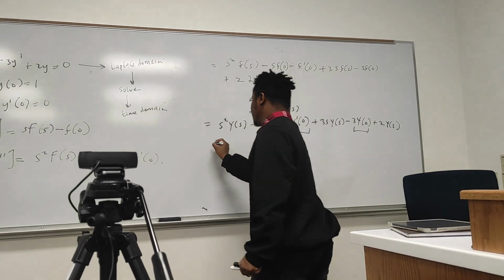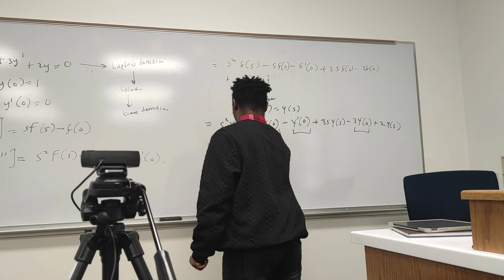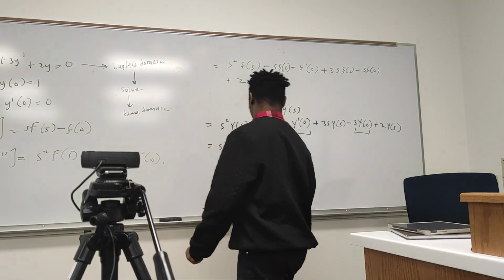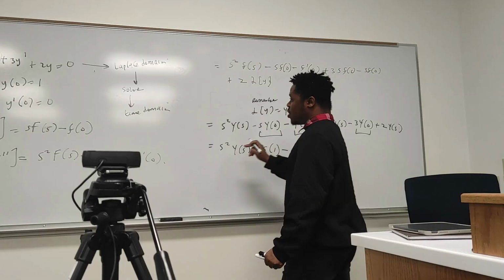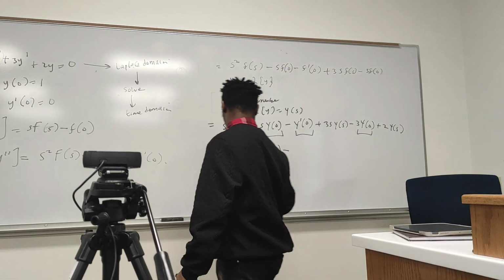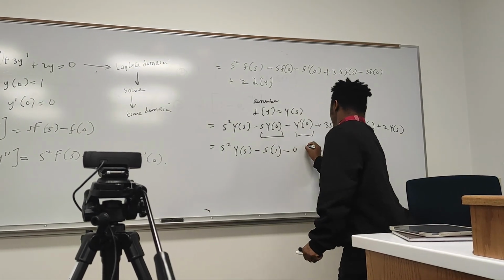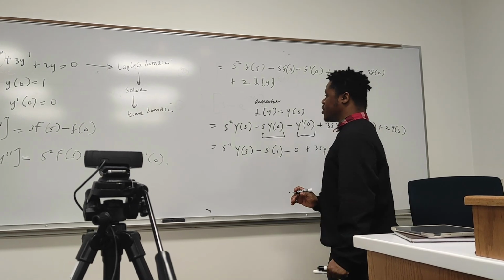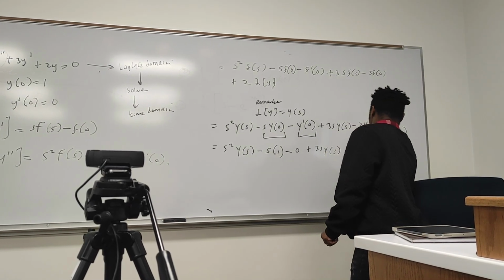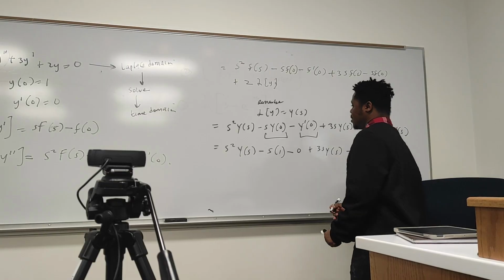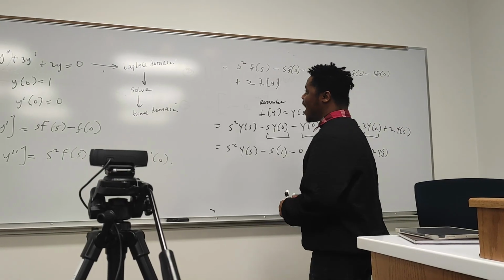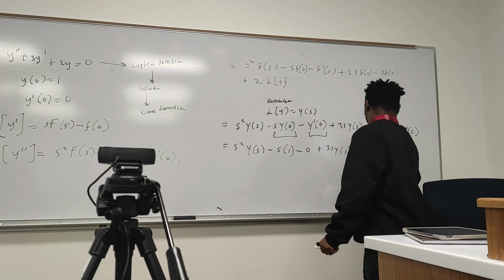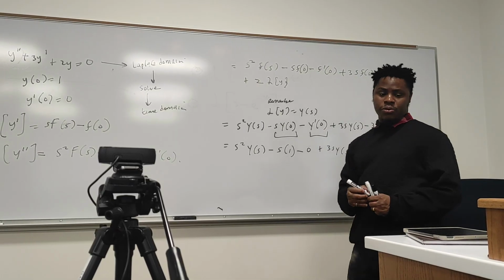So this becomes s squared y of s minus s y of 0. We're told y of 0 is 1. That's minus s times 1. Minus, we're told y prime of 0 is 0. Minus 0 plus 3s y of s minus, we're told y of 0 is 1, minus 3 plus 2y of s. Right? And remember that everything here becomes 0 because that's what we're working with.